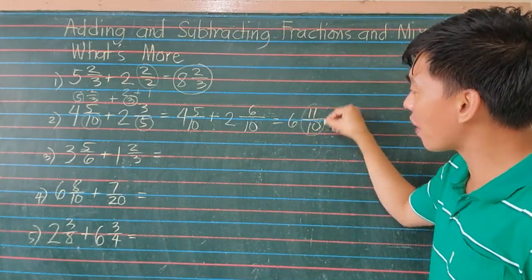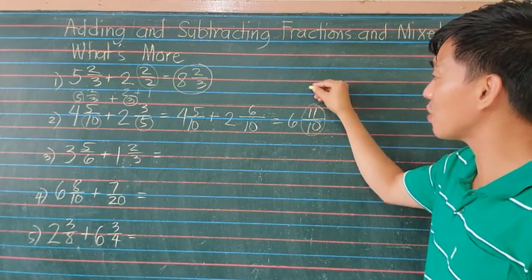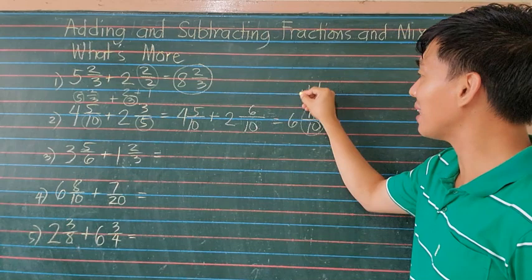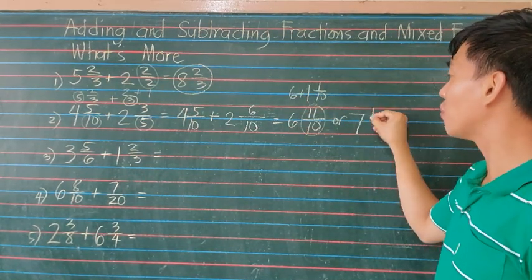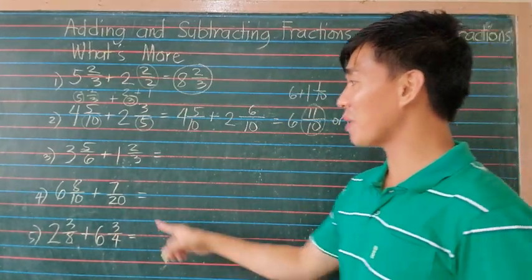Now, our fraction here is improper. And this is equal to 1 and 1/10. So, we will add it to 6. So, our final answer is 7 and 1/10. Let's proceed to item number 3.